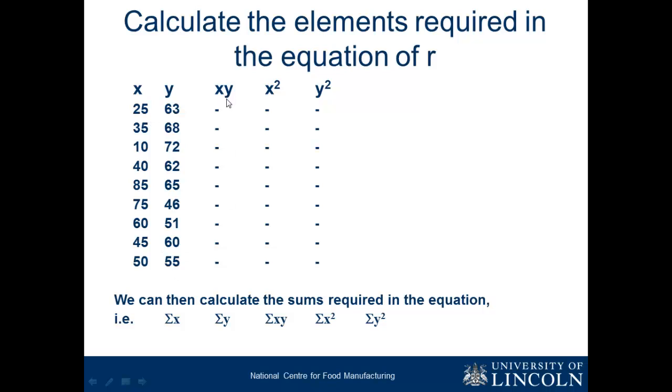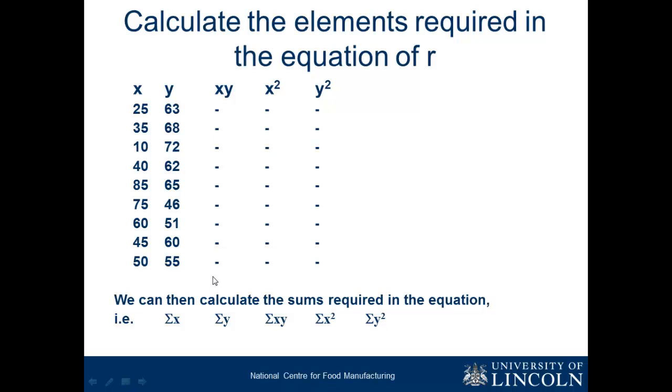Now for this, we know xy is a product of x and y. That's what it means. So 25 multiplied by 63, you get xy. Same for this, 35 multiplied by 68, you get xy, and so on and so forth. Here is telling us x squared, 25 squared for this, and 63 squared for y squared, and 35 squared for x squared. So all we need to do is just to do that. And when we've done all of that, we now sum them together.